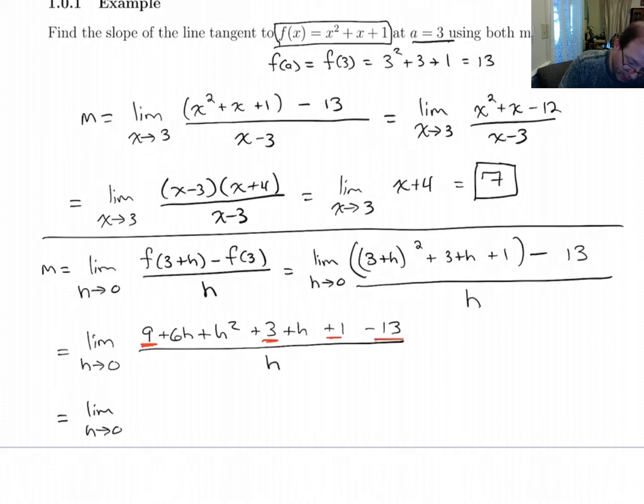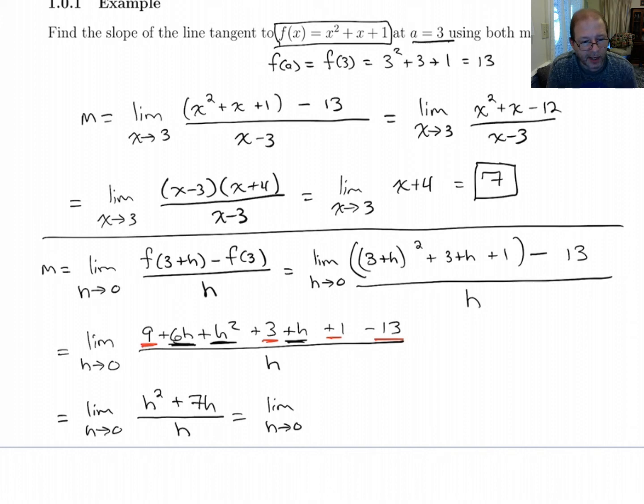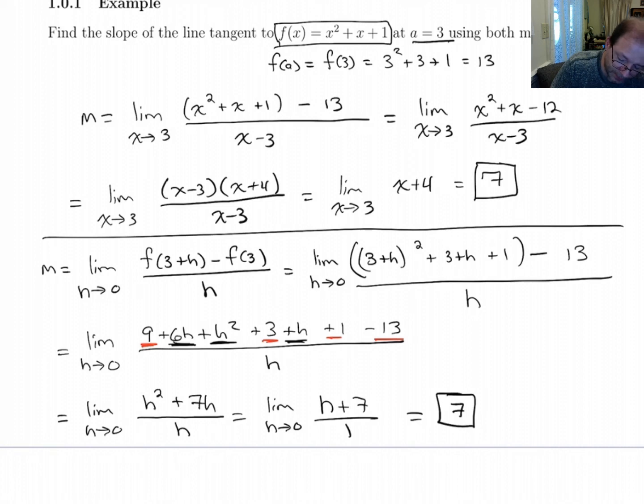So on top, we're left with h squared plus 7h. And on bottom, we've just got h. So I can cancel an h out. Since everything on top has an h in it and the bottom is just h, I can cancel this out and just get h plus 7 over 1. Now I'll plug in my 0 for h, and I just get 7. So that gives me the answer. And notice both ways gave us 7.